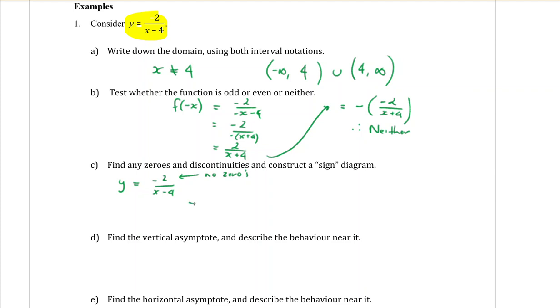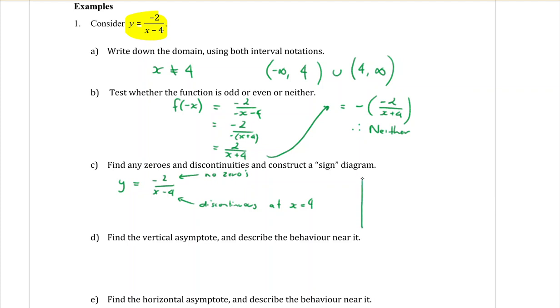The denominator is where we get our discontinuous points, when that is equal to 0, and we've already mentioned that, because we looked at that at the beginning with our domain. Whatever makes that denominator 0, which is going to be at 4, that is my discontinuous point. So discontinuous at x equals 4. Bit repetitive there, doing that again.